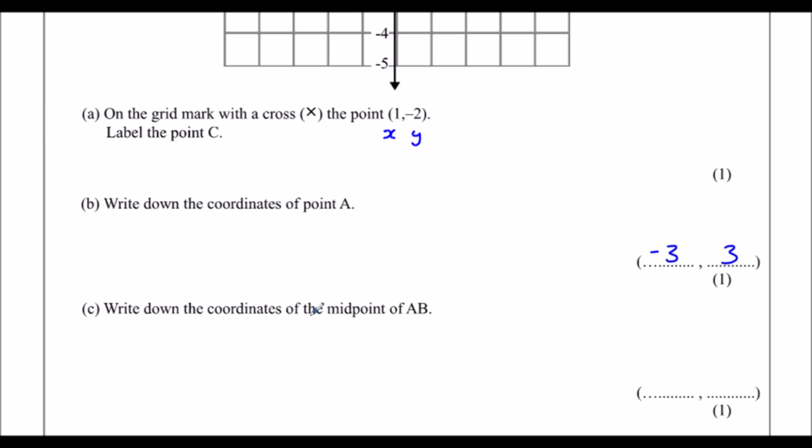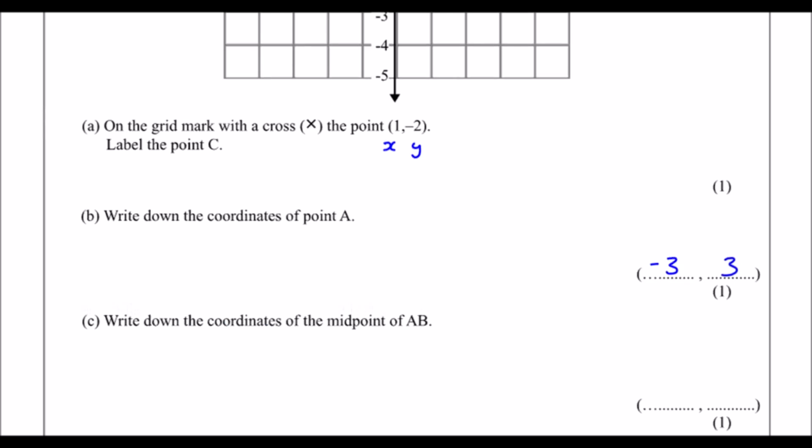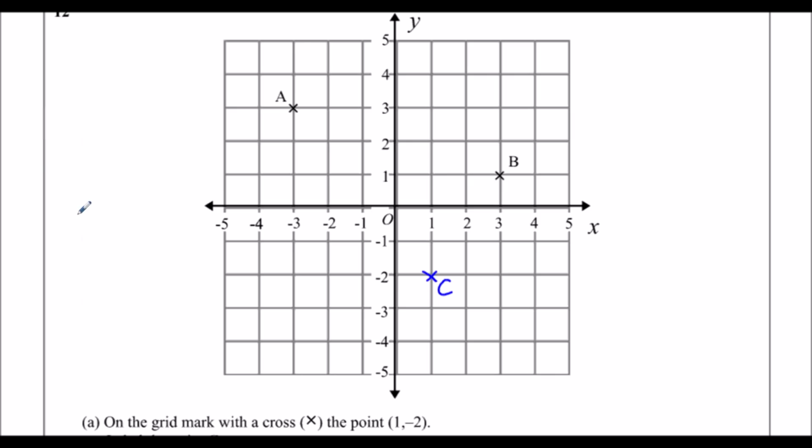Write down the coordinates of the midpoint of AB. So the middle of AB. So where is the middle of AB? We could use a ruler for this. Or we could look how far we've gone along. So from A to B, 1, 2, 3, 4, 5, 6 along. And 2 down.